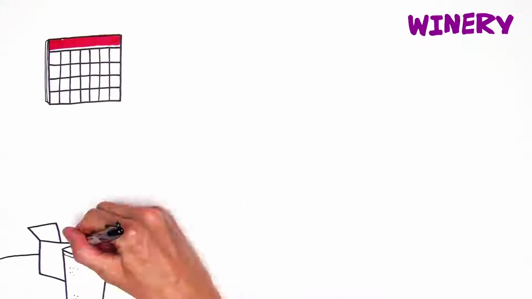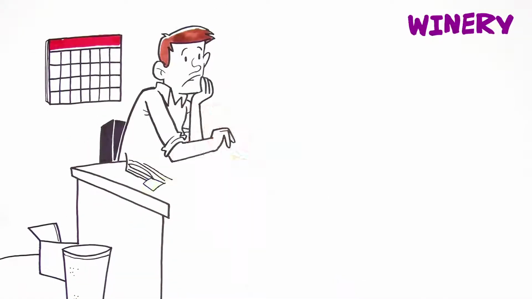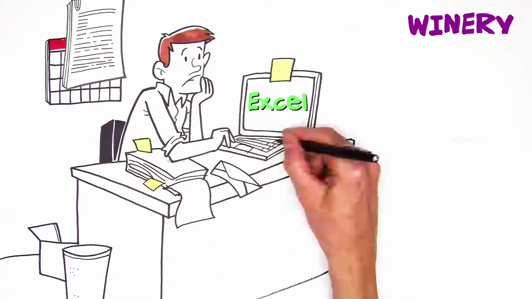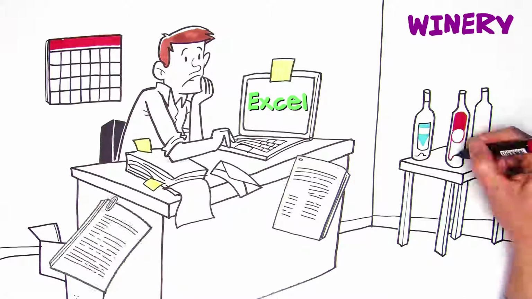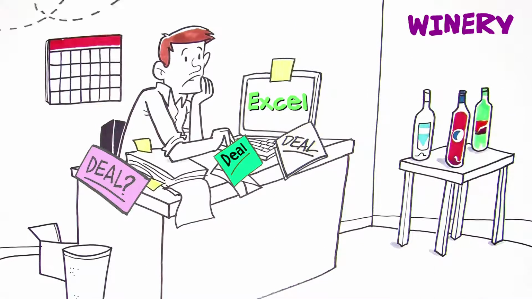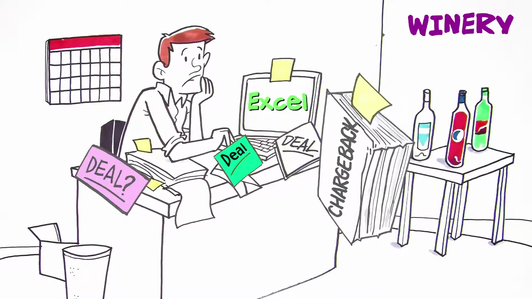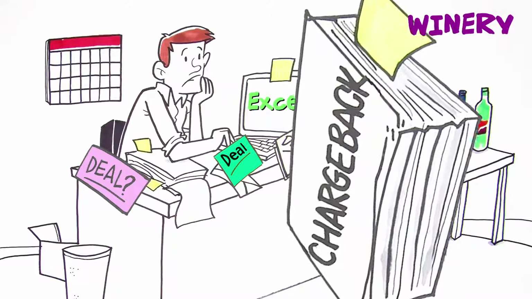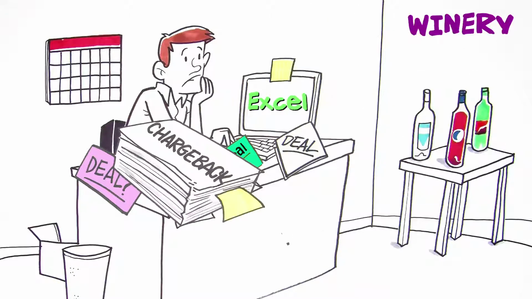You work in a winery, tracking distributor pricing on spreadsheets. Your rep has one version, finance another. It's probably out of date. And you've got one-off deals in emails and on bar napkins. And you've just received a distributor's 74-page chargeback invoice, with several of the chargebacks not in your records.